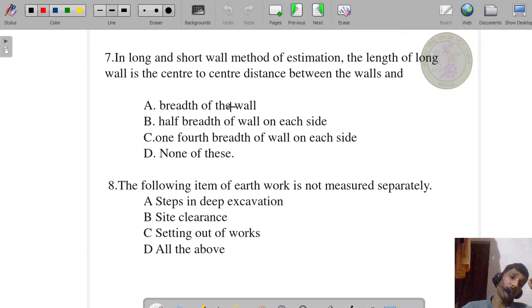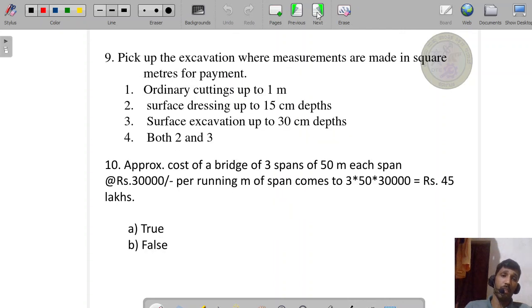Next, question number 8. The following item of the earthwork is not measured separately: steps in deep excavation, site clearance, setting out of the works, all the above. Which is the correct answer? The exact answer is all the above, because in the remaining cases the items are to be measured separately.